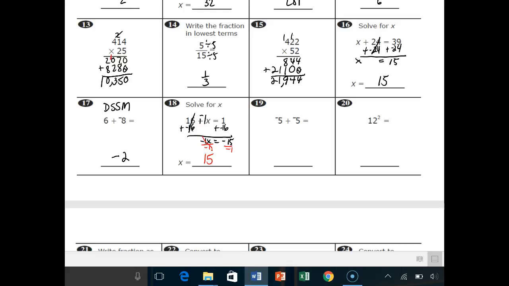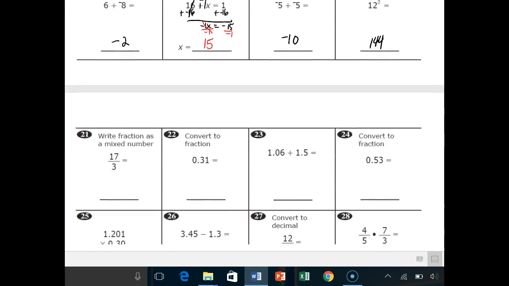But if you wanted to figure out how mathematically to do it, to show work, that's the way to do it. This is a same signs add keep. So you get negative 10. And this is just 12 times 12, not 12 times 2. So you get 144.